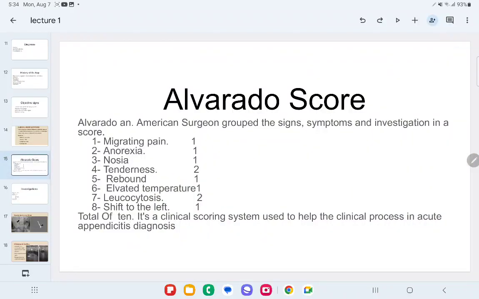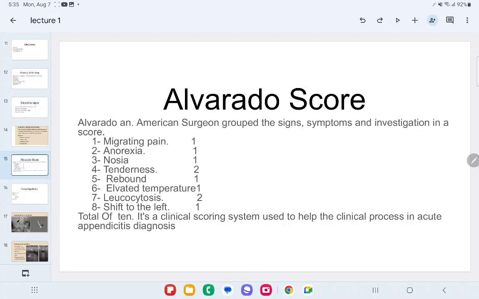These things, the history, examination, and investigation, were grouped together in a score which is called the Alvarado score. It was developed by an American surgeon from California, who grouped some of these symptoms, signs, and investigations and came up with a score of 10. Alvarado is an American surgeon who grouped the signs, symptoms, and investigations in a score called the Alvarado score.